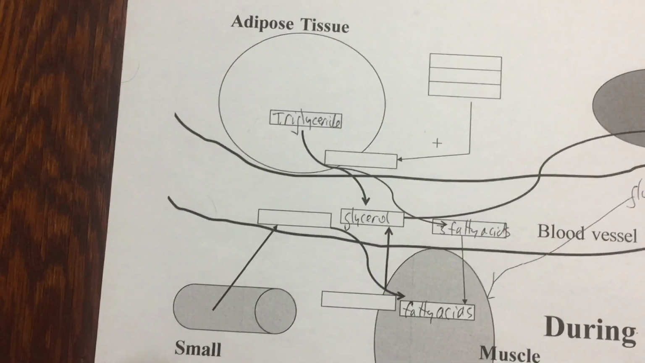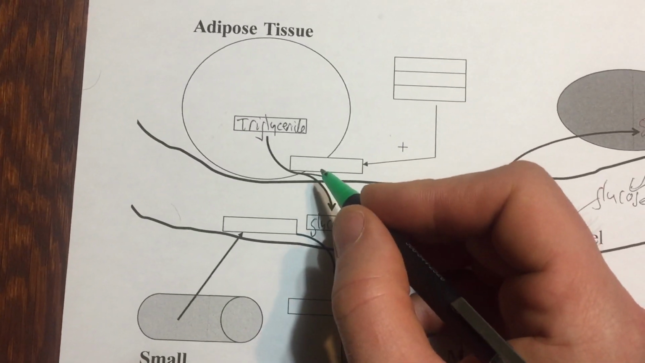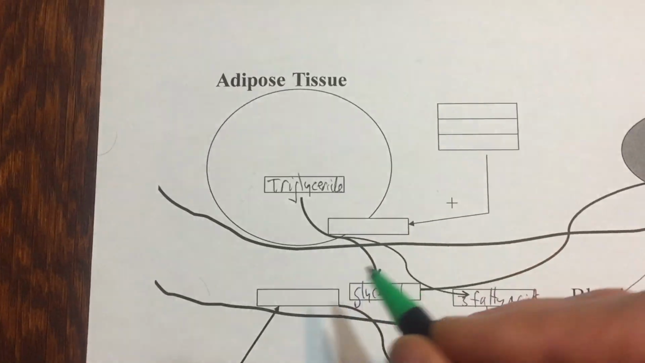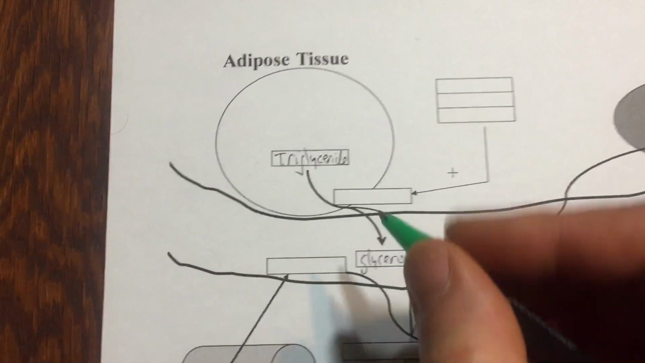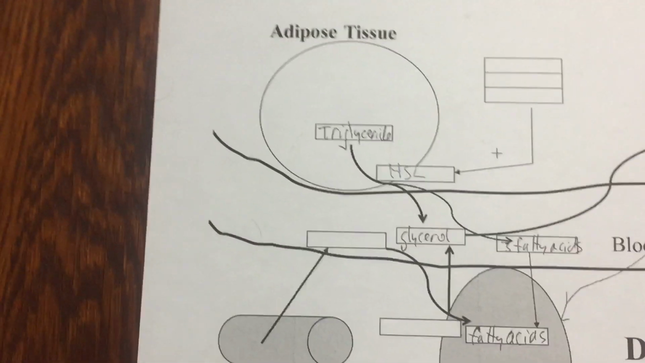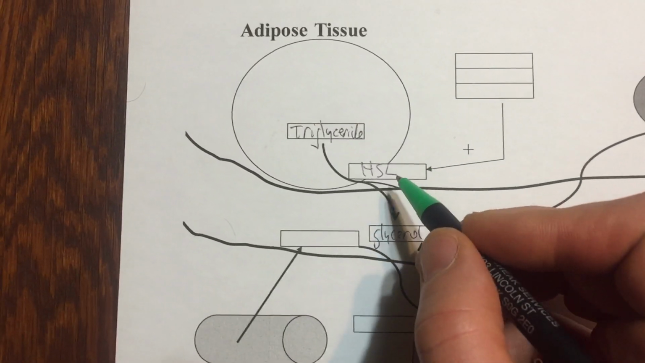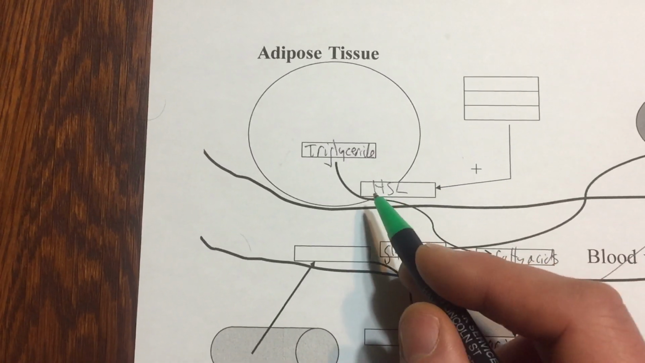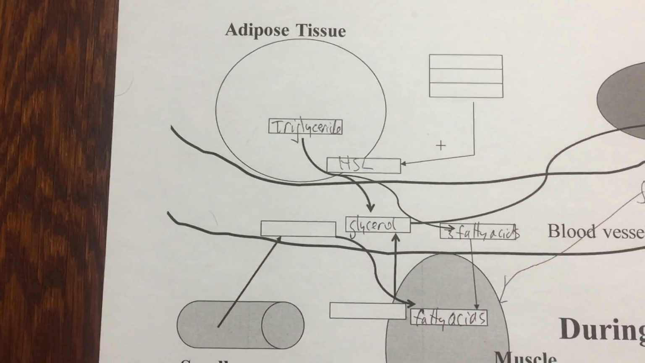Now, to break down the triglyceride, you need an enzyme that's called hormone-sensitive lipase, and that'll break it down into glycerol and fatty acids. So I'm just going to put HSL. That stands for hormone-sensitive lipase. Lipase indicates that it's going to break down the triglyceride, and hormone indicates that it's activated by specific hormones.